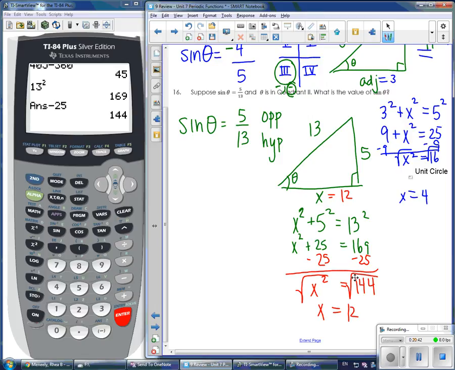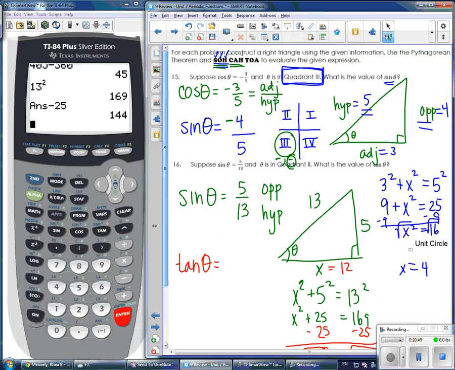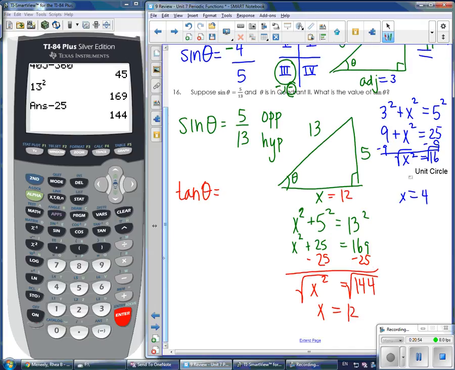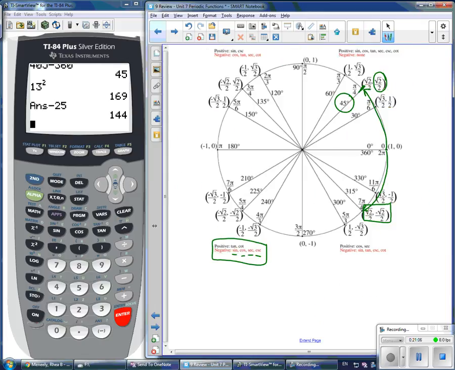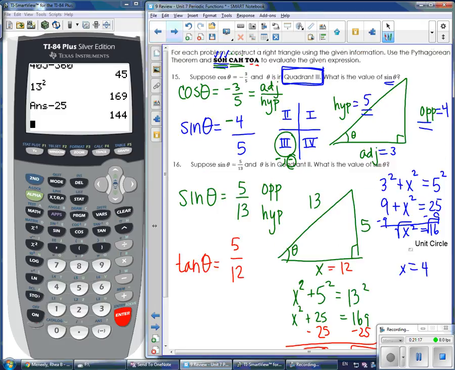Since we're asked to figure out the value of the tangent of theta, remember tangent in SOHCAHTOA is going to be equal to the opposite over the adjacent. The opposite side in this case is 5, and my adjacent side is 12. So the only thing left for me to do is to figure out if tangent is positive or negative in quadrant 2. So let's just jump back to our unit circle since you have it. If I'm in quadrant 2, figure out where your tangent function is, and it tells you that tangent should be negative in quadrant 2. So that tells me that the tangent should be negative.